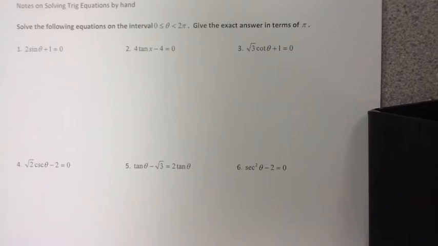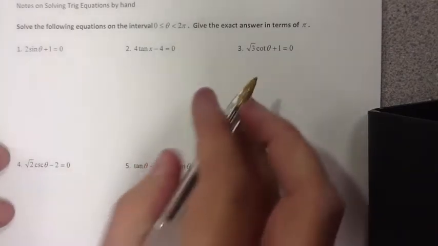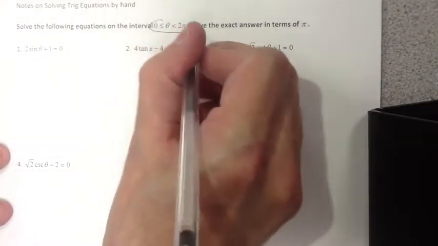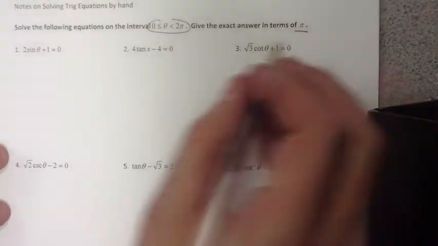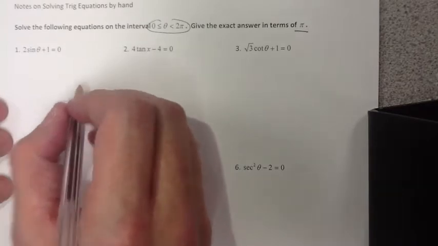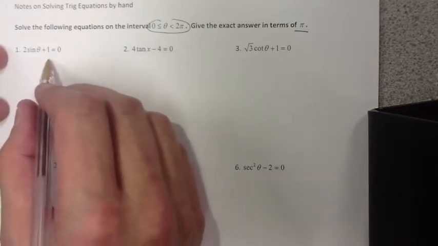Today we're going to be solving trig equations by hand. We've done a little bit of this before. One thing to notice, all of our answers will be in radians, and we want to keep them in exact terms of pi. So that probably means we're going to be using our unit circle values.